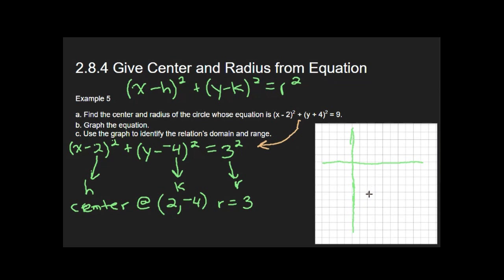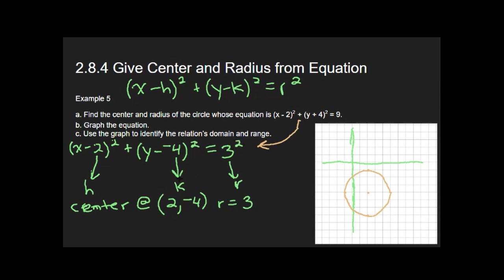And then the radius is 3, so I need to go each direction 3 units. I'm going to go up, down, left, and right 3 units. So let's go ahead and do that. 1, 2, 3. I know there's a point there. 1, 2, 3. There's one there. 1, 2, 3. There's one there. 1, 2, 3. There's one there. And then I would, as best as I could, and this would be a lot easier if I was doing it on paper, so please bear with me, but we're going to connect those points with a circle as best we can. There we go.